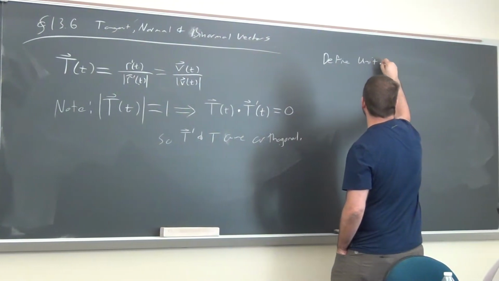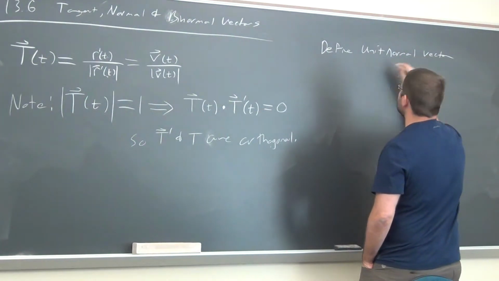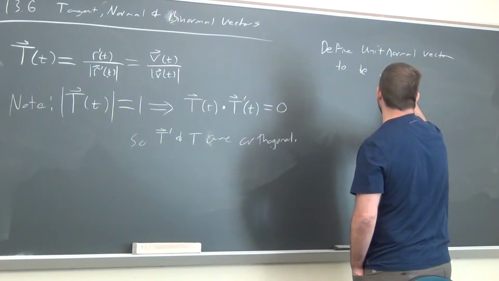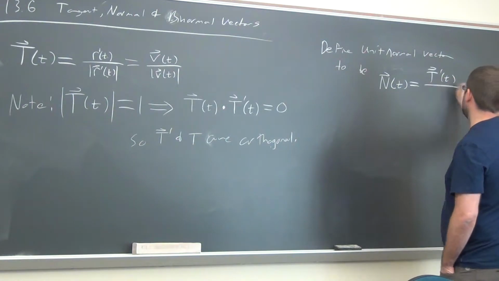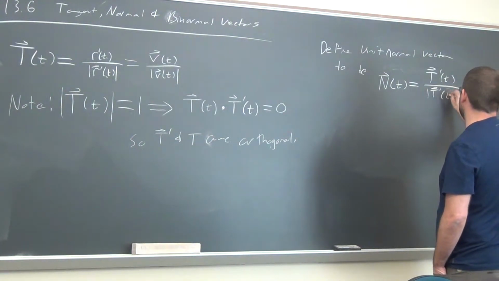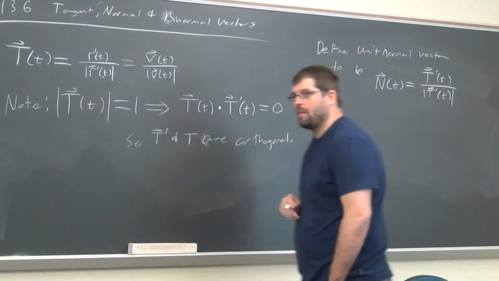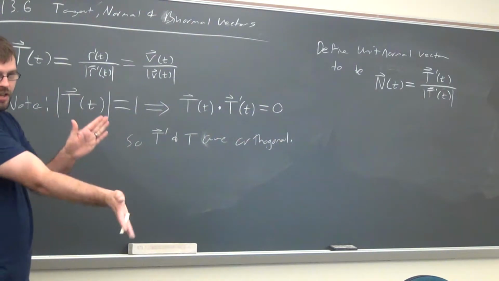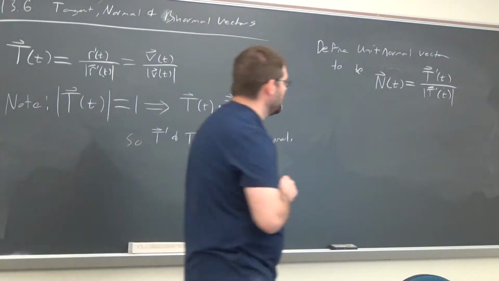And so we define the unit normal to be this vector N of t, which is just the derivative of your unit tangent vector over that magnitude. The derivative of the unit tangent is going to be perpendicular to the unit tangent, but it might not be of length 1, so we do the same thing. We take it and scale it back to be of length 1.